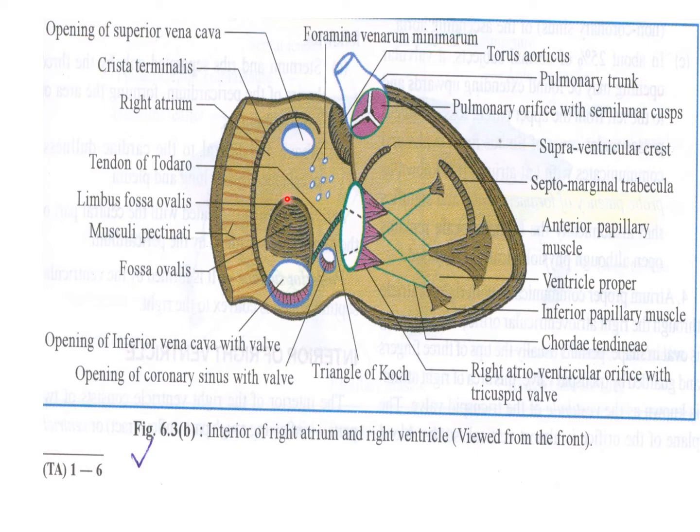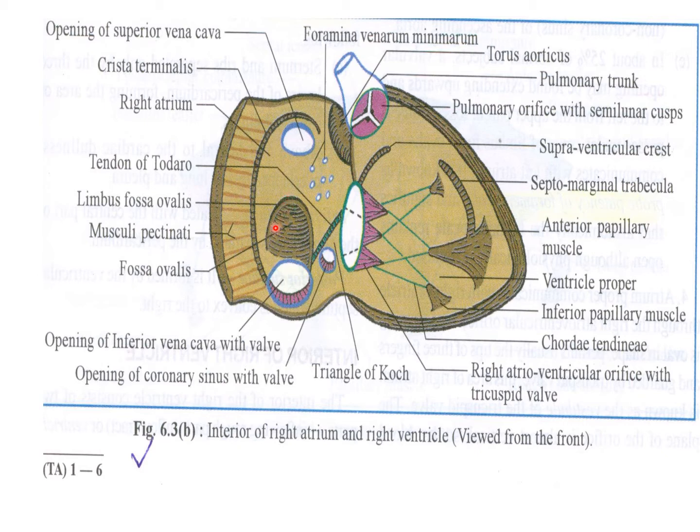फोसा ओवलिस का शेप कैसा था? ओवल शेप था. तो लिम्बस फोसा ओवलिस का शेप कैसा है? Sickle shape, sharp margin which surrounds the upper, anterior and posterior margin of this fossa ovalis. The anterior limb of this limbus is continuous with the left horn of the wall of the inferior vena cava. The limbus is developed from the lower free margin of the septum secundum.